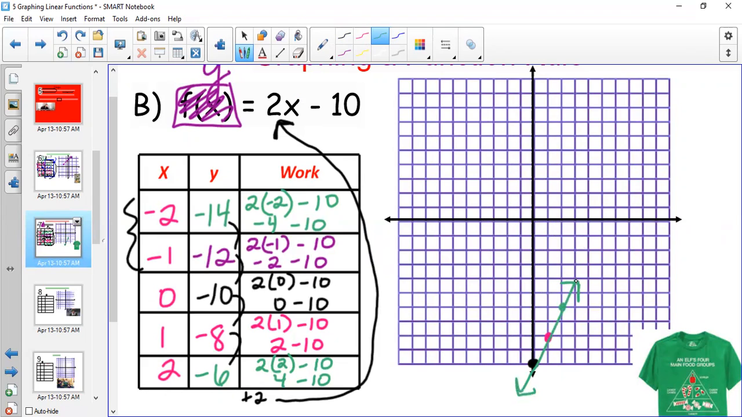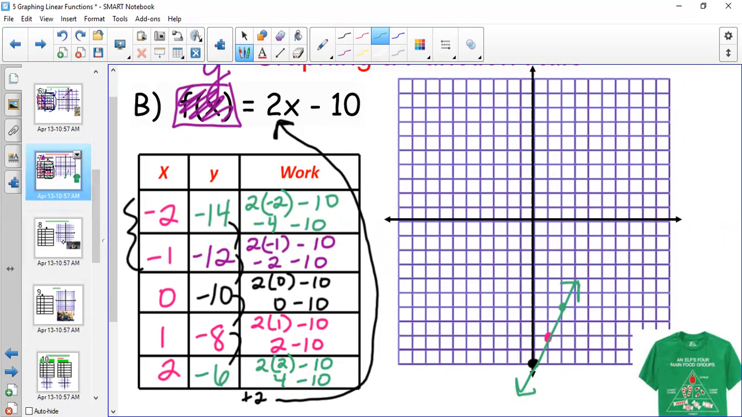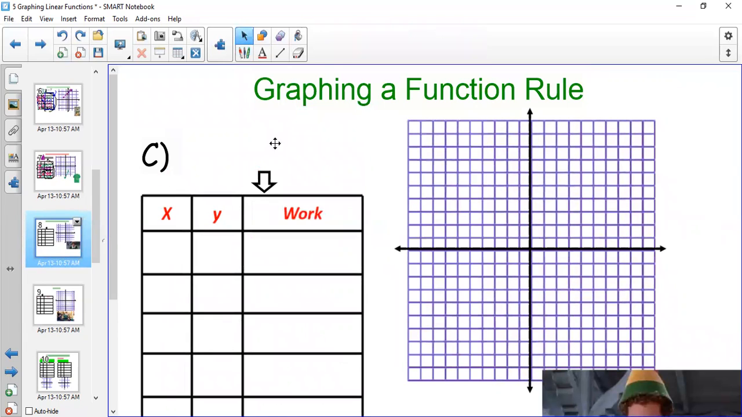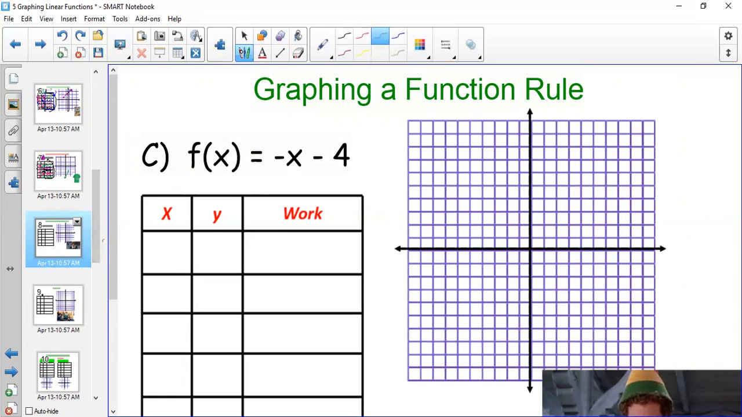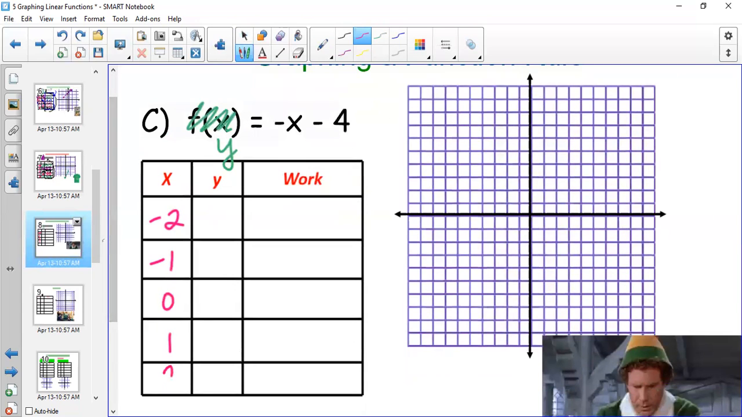Again, we draw arrows showing that I could get a lot more points, but I'm not going to spend the rest of my life doing it. Okay, so let's do one more example, and then I'll have you guys try one on your own. All right, so again, f of x is just a fancy way of saying y equals. We choose the same 5 values, -2, -1, 0, 1, and 2.